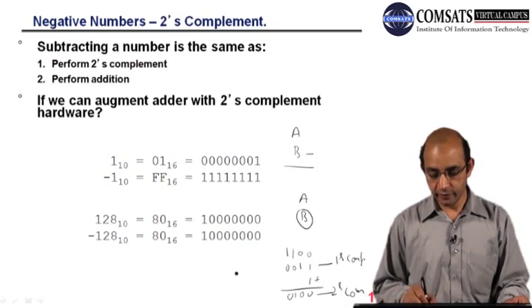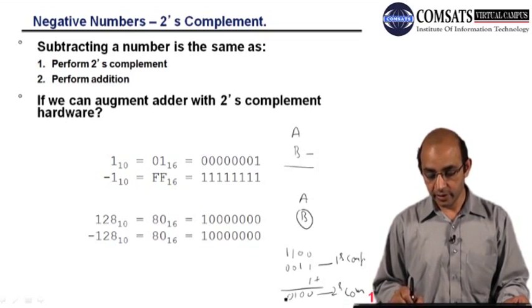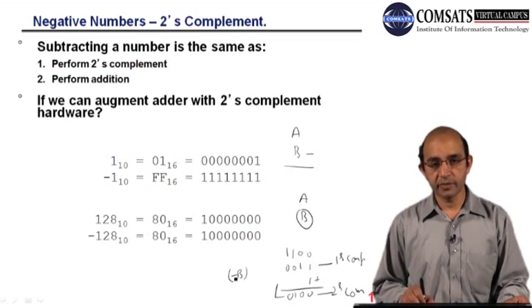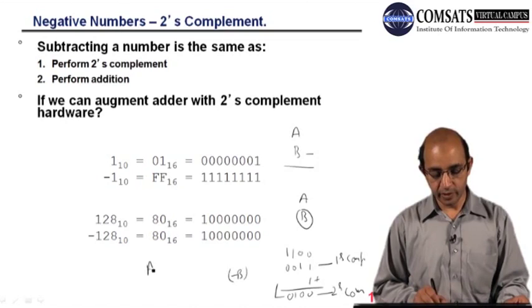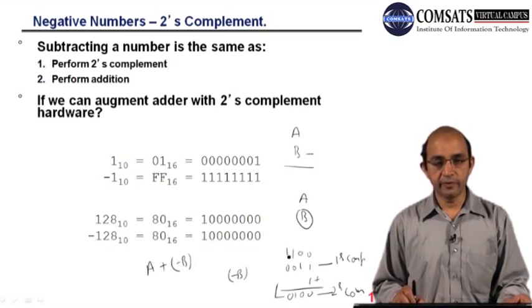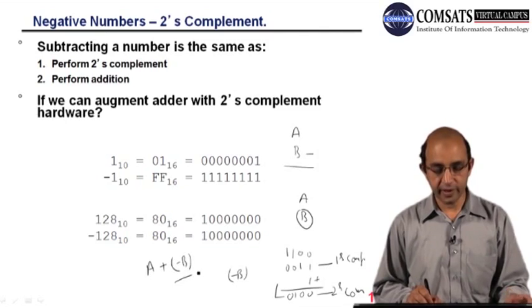Now this is the number and I can say this is minus B. So I will actually be performing the addition, but I have the 2's complement that represents the negative of that number.